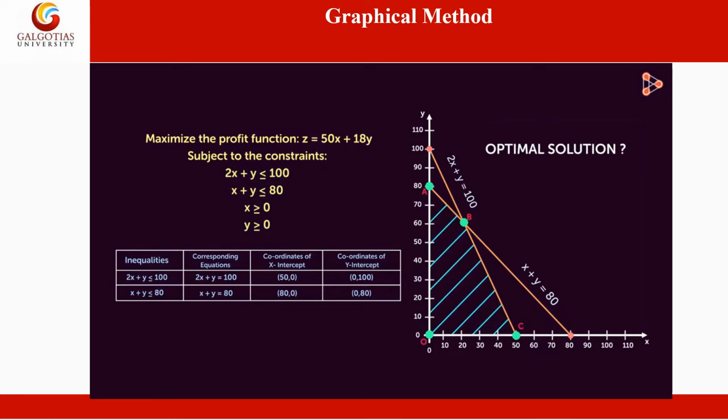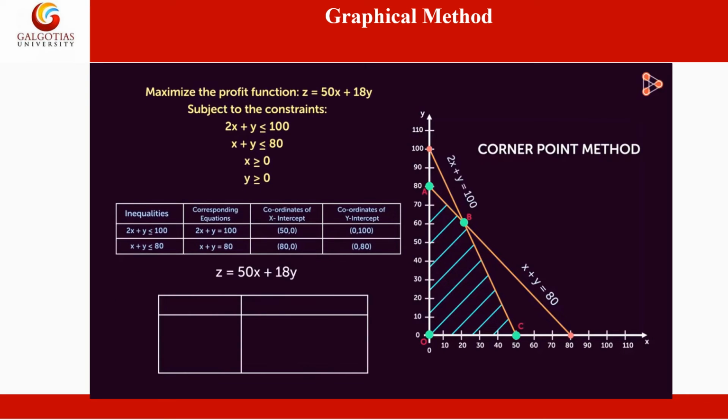Since there are many possible solutions for this problem, we will use the corner point method to find the maximum profit. Now, what's a corner point method? In this method, the solution of a linear programming problem lies on the corner point of a feasible region. The coordinates of the corner points are substituted for the values of x and y in the objective function. In this example, points O, A, B and C are the corner points of the feasible region. We will evaluate the objective function by substituting these points as values of x and y one by one.